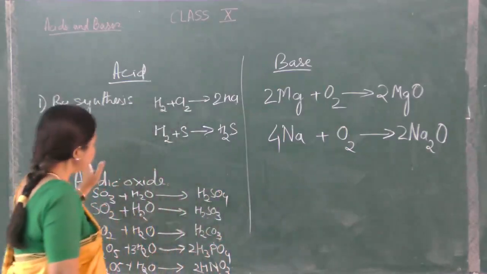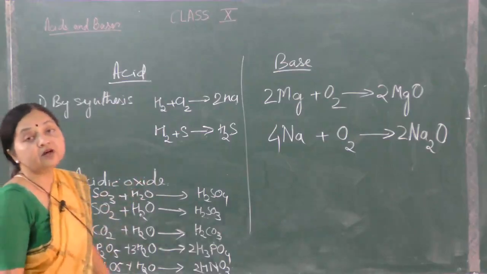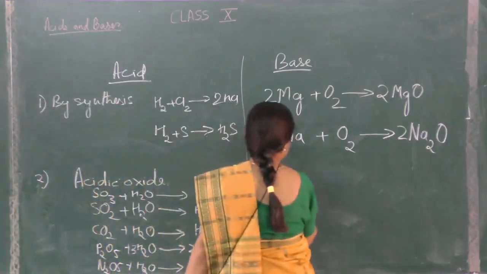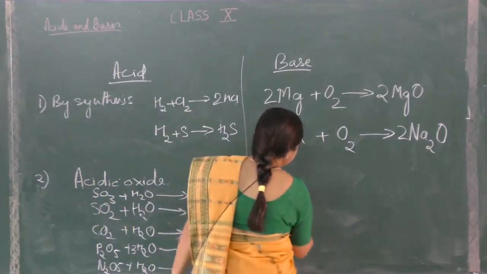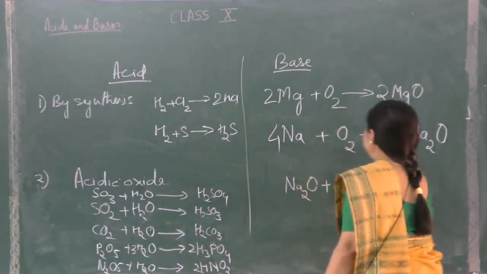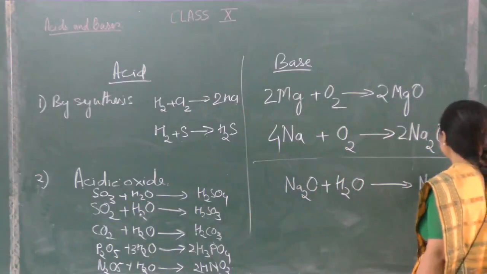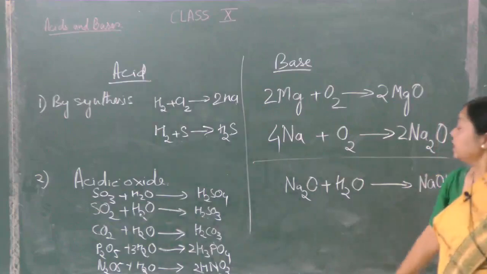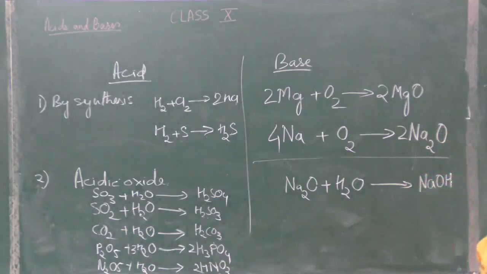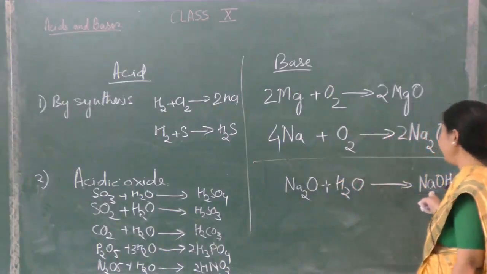This is when non-metallic oxides are dissolved in water. Now, what happens when metallic oxides are dissolved in water? Na2O or K2O plus H2O, what will it give? This is the second one. It will form NaOH. All metal oxides are not soluble, very few metal oxides are soluble in water. If it is soluble in water, then it will furnish the hydroxide. NaOH will be formed.